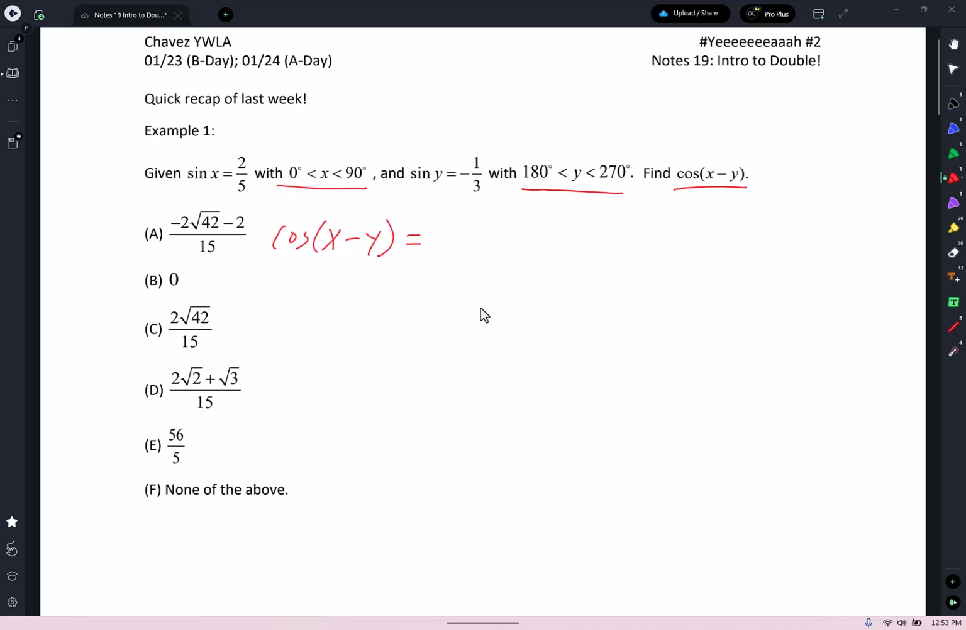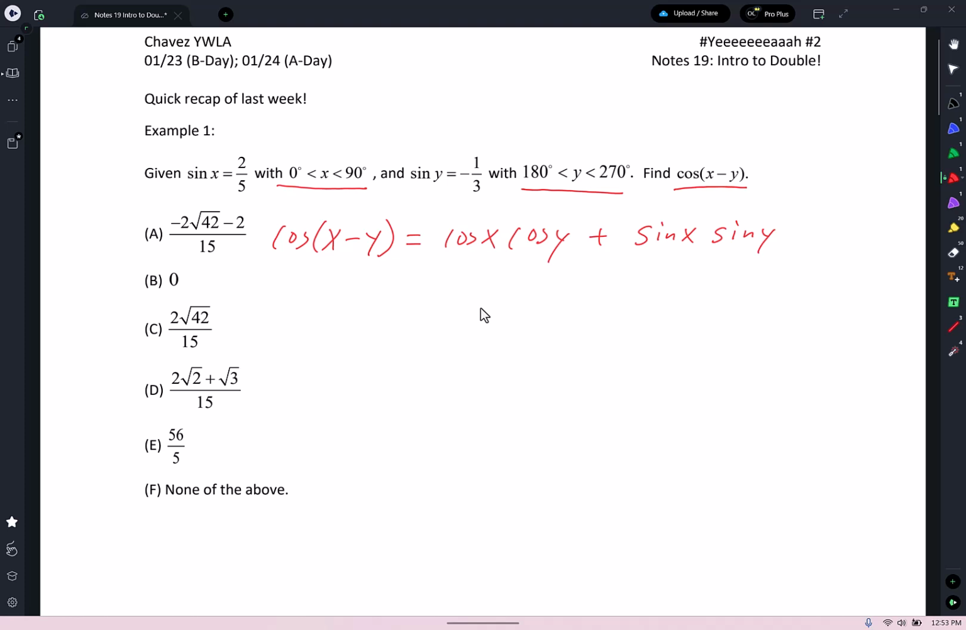All right, hit me. Cosine x times... nope. Cosine x cosine y. Plus or minus? Plus. Plus sine x times sine y. There you go. So don't worry, on your quiz on Tuesday, you'll have a little note card. But I would like for you guys to just know it, right? But you'll have your little note card and you can put that in there.